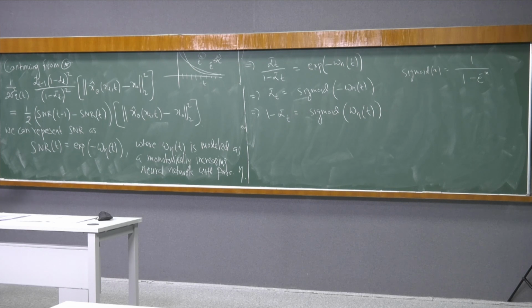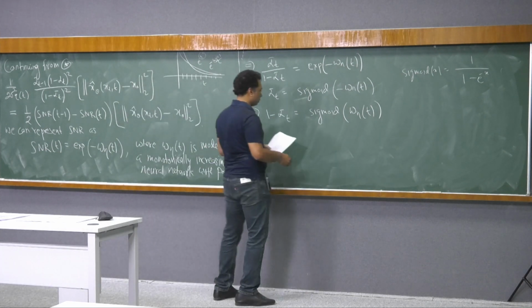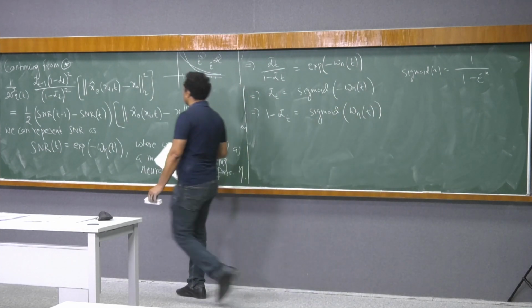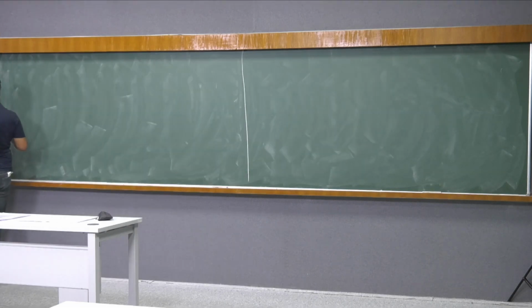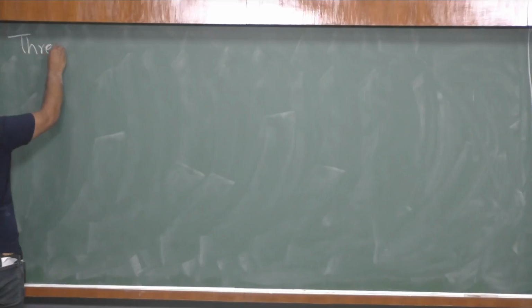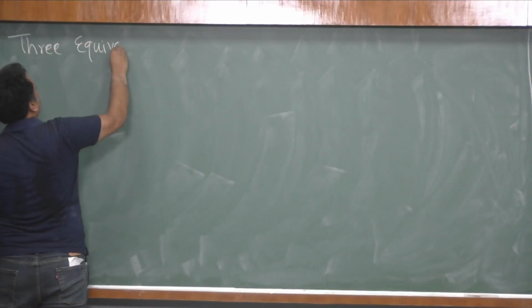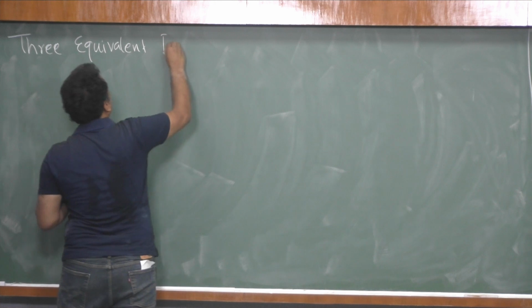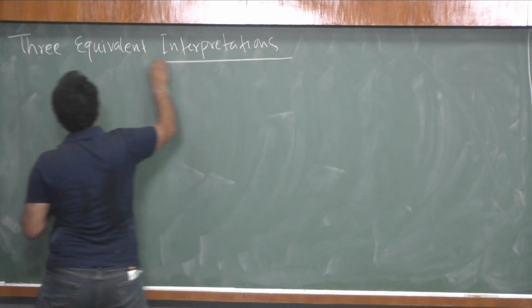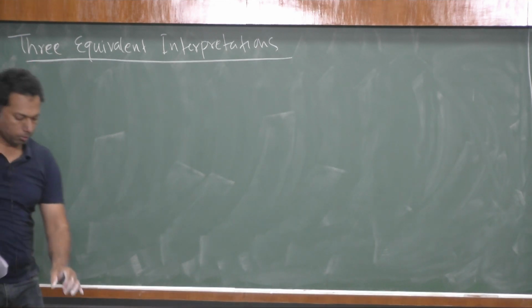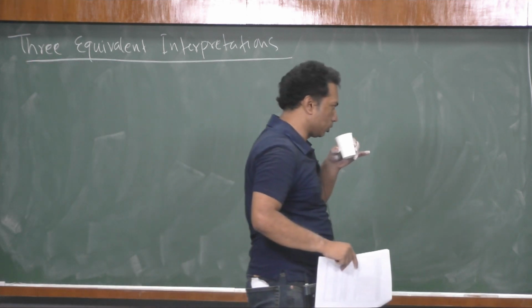Before doing that, we want to do some interpretations of the various diffusion models we have. There are three different equivalent interpretations that I'm going to discuss next, and this will also lead us to some new ideas and some new variants of diffusion models.